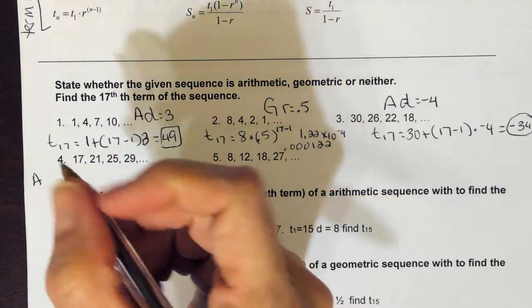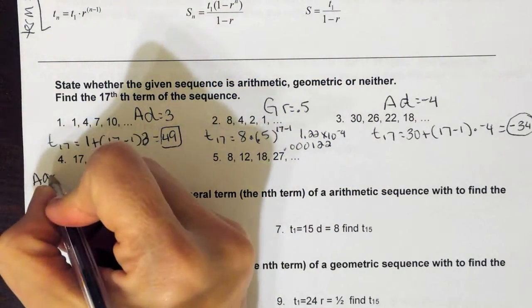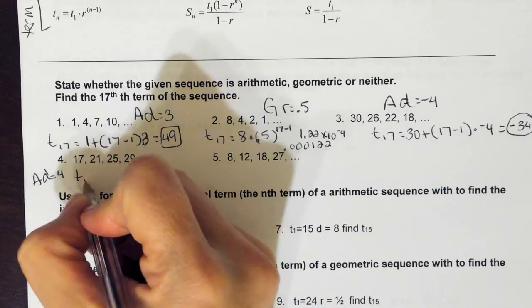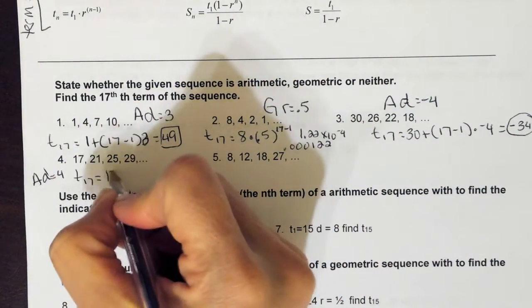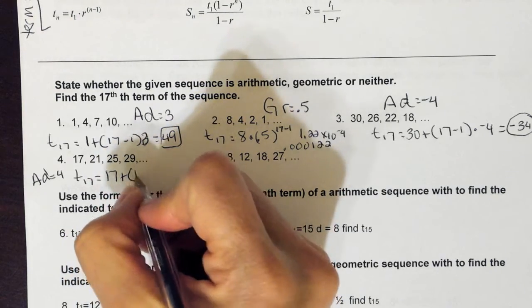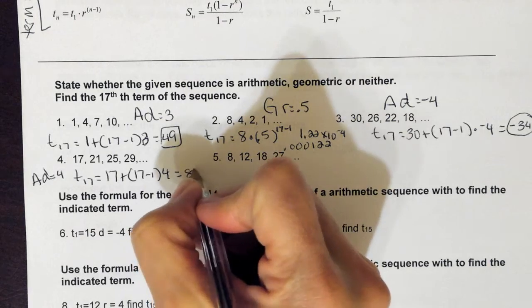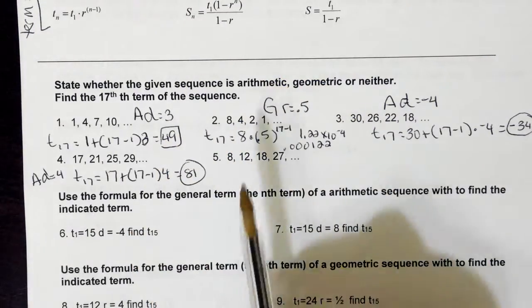And my common difference was positive 4, because I'm adding 4 every single time. So the 17th term equals the first term plus 17 minus 1 times 4. When you plug that in your calculator, we get 81.